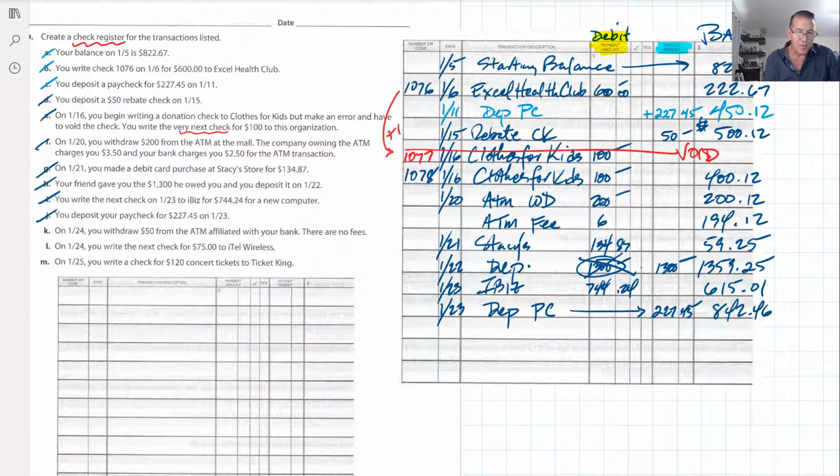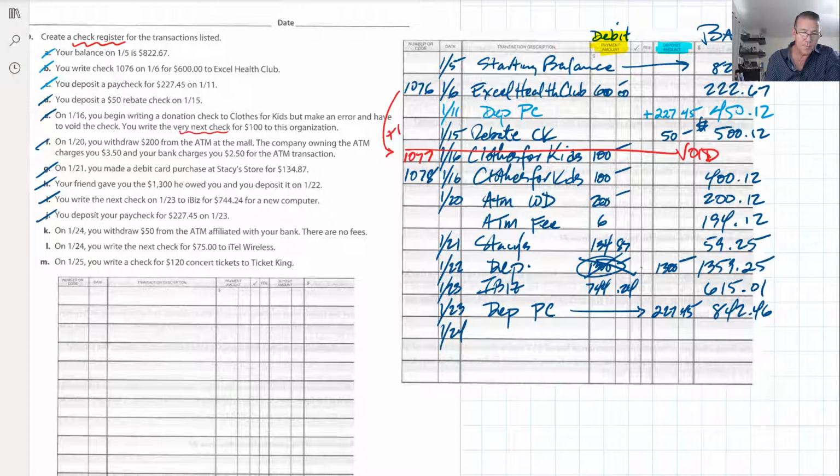Okay, so on the 24th, you withdraw $50 from the ATM affiliated with your bank. There are no fees. Ooh, nice. If you go to ATMs that are affiliated with your bank, they don't charge you any fees. But if you go outside your affiliations to a bank that's not associated with yours, they're usually going to charge you anywhere from a $2 fee, $3 fee, $2.50, something like that. It's never free. So this happens on the 24th.